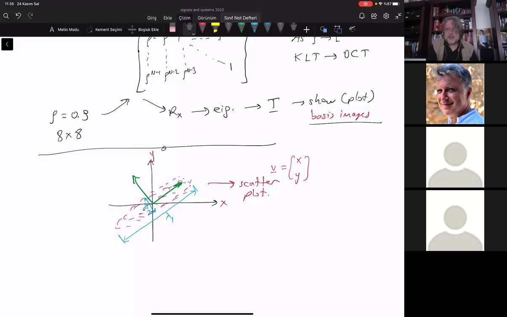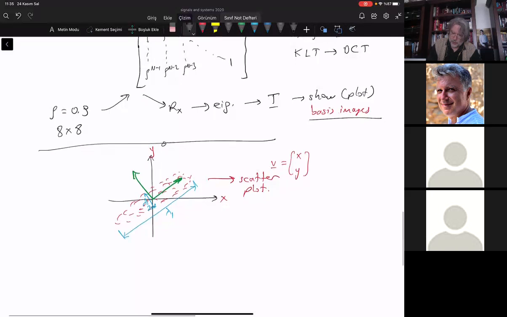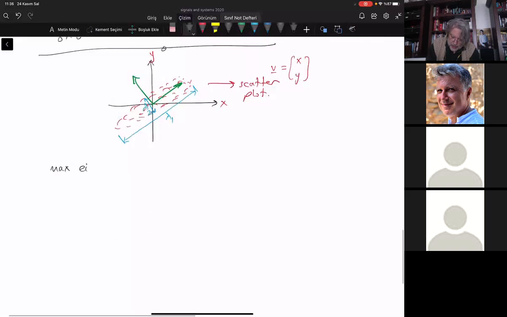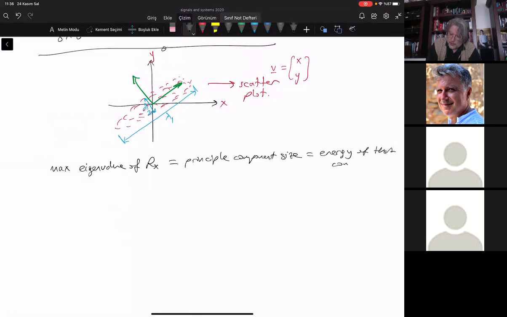So what have we seen? We have seen that these things are equivalent to one another. The max eigenvalue of Rx is the direction, which is the principal component size, or the energy of that component. Because the energy and the eigenvalues are corresponding to the same things.